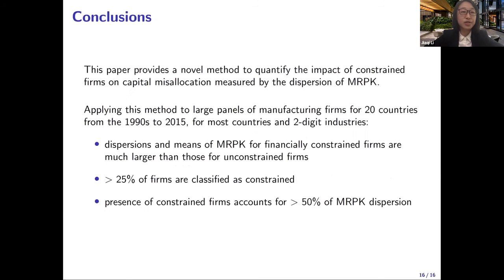Okay, so I'll skip the robustness checks and I'll conclude by saying that this paper provides a novel method to quantify the impact of financially constrained firms on capital misallocation, which is measured by the dispersion of MRPK. After applying this method to large panels of manufacturing firms for 20 countries, I find that for most countries and two-digit industries, financially constrained firms have much higher dispersion of MRPK compared to unconstrained firms. And more than a quarter of these firms can be classified as constrained. The presence of these constrained firms can account for more than half of the dispersion of MRPK. Okay. Thank you, and that's the end of the presentation.